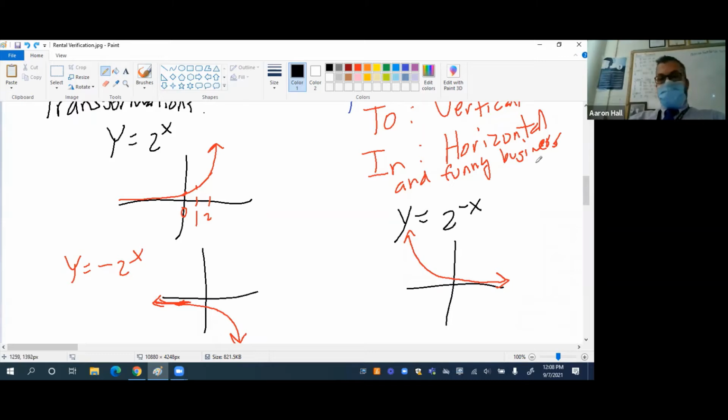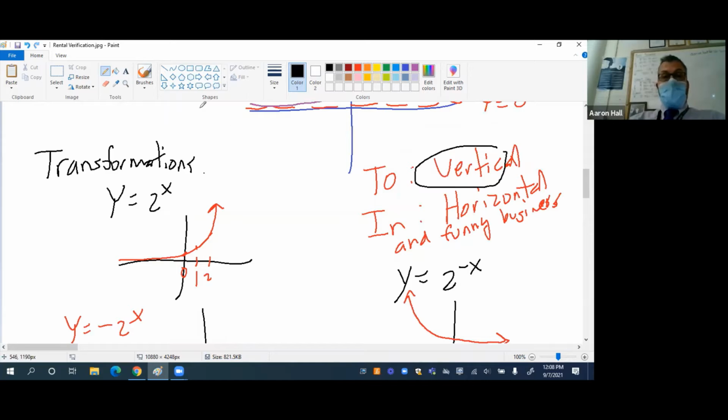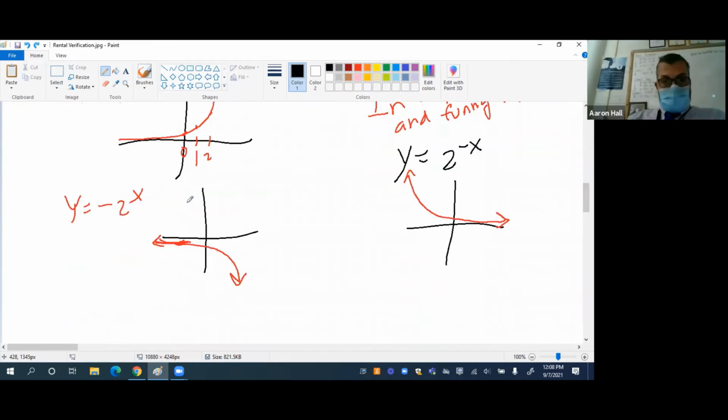What do I do? Yes, sir, Bentley. You would add something to the function. Okay, so we're going to do something to the function to go up or down, because that means vertically. We take all of this function and then we just add or subtract something to it. Bentley, if I add, what happens? If you add, it will go up. If you subtract, it will go down.